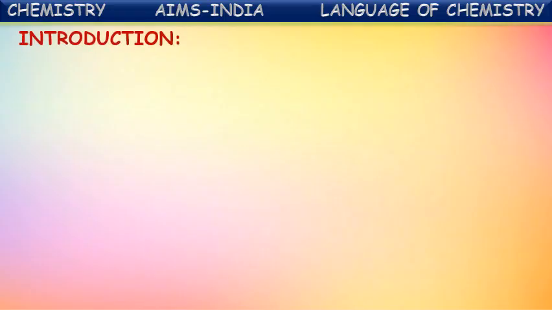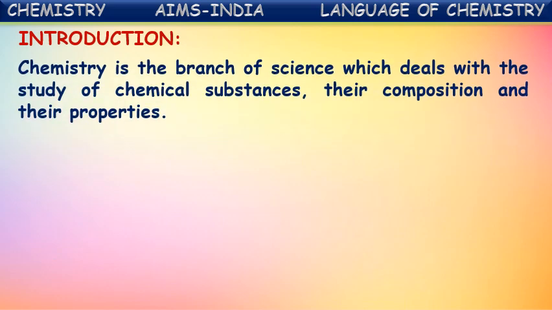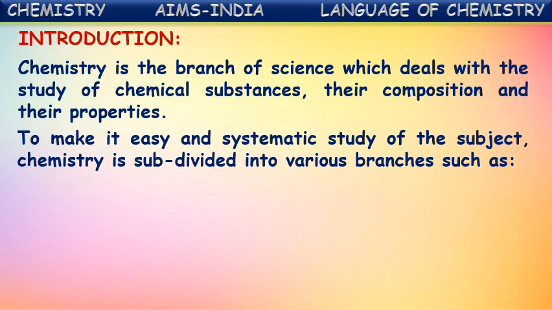See, what is language of chemistry? Before going to that, chemistry is the branch of science which deals with the study of chemical substances, what is their composition and what are their properties like. We have different branches of science, that is physics, botany, zoology. Chemistry is also one of the branches of science. Again, chemistry is subdivided into different branches. What are those different branches of chemistry?